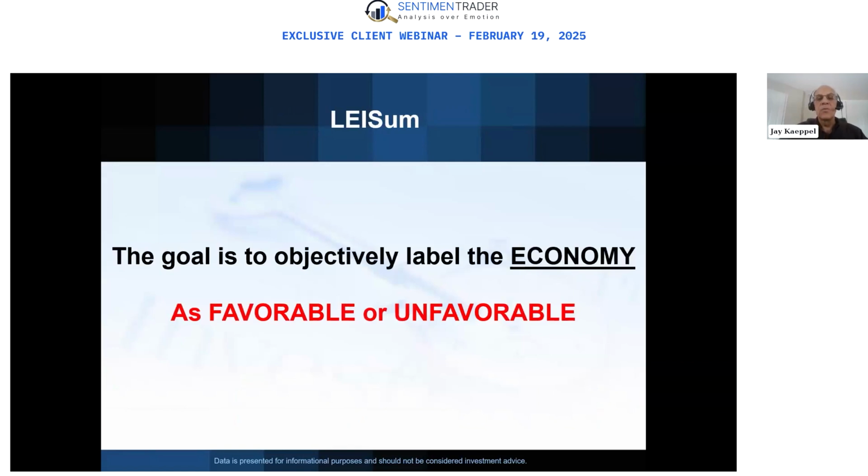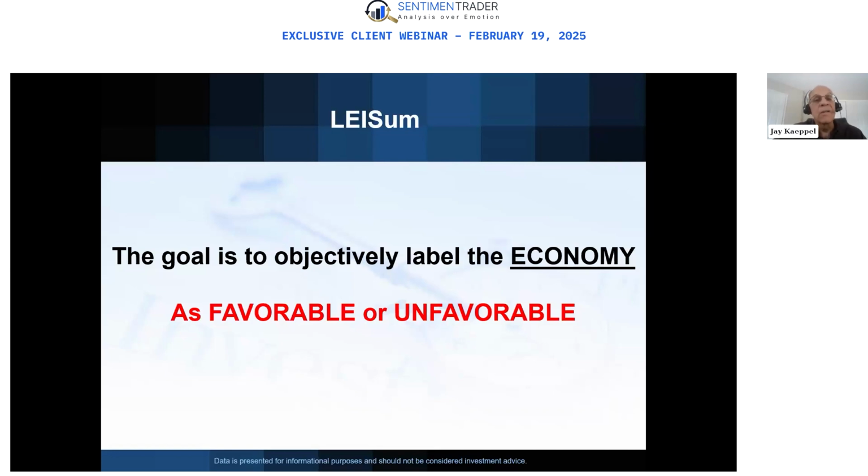Another one we added, this one called LEISum, is short for Leading Economic Indicators. The goal is to objectively label the economy as favorable or unfavorable. Now, for the record, I still tend to defer to our macro index model, which can range from 0 to 1. Readings above 0.7 tend to be favorable, below 0.7 tend to be unfavorable. Although interestingly, that's been unfavorable for several years now, even though the stock market's gone up.